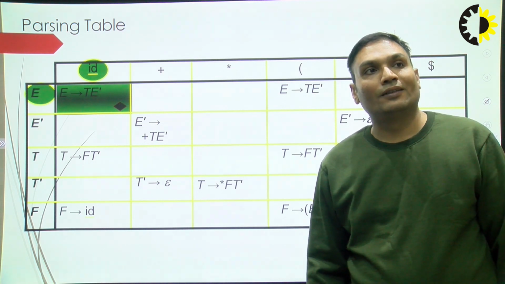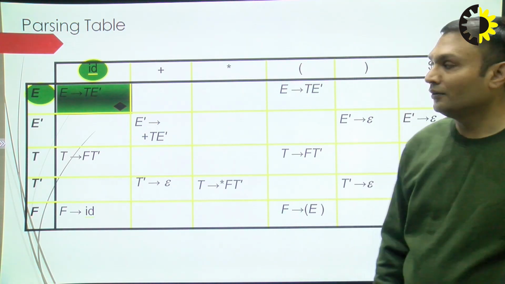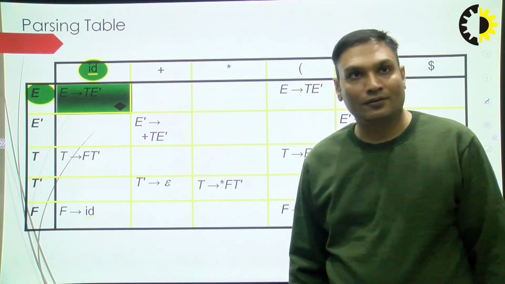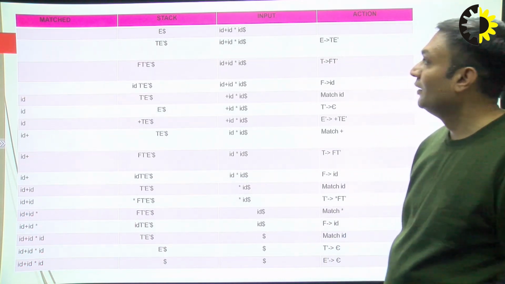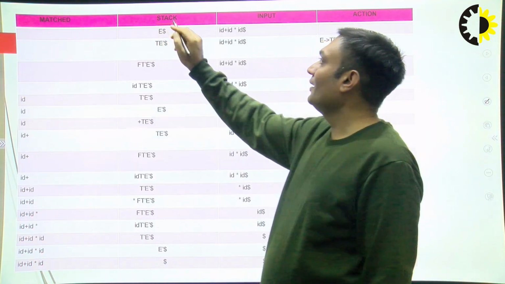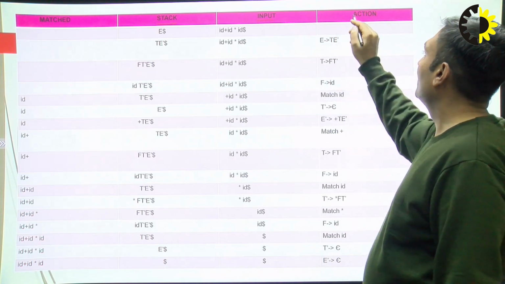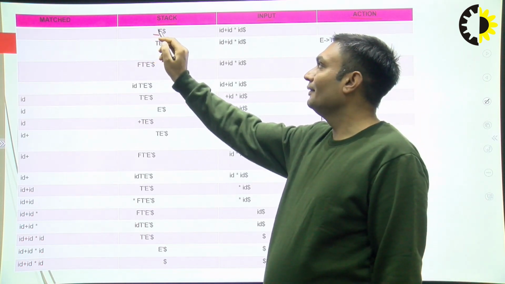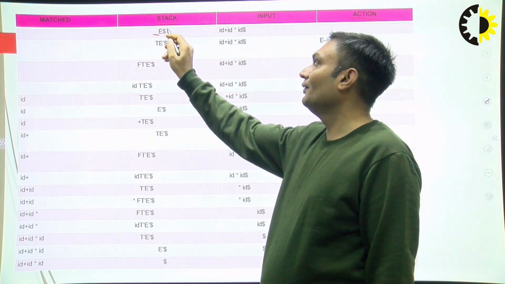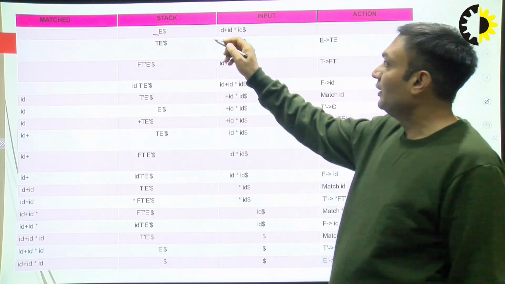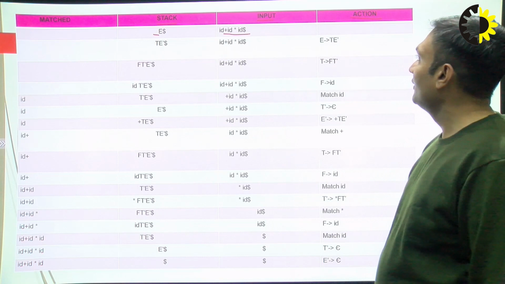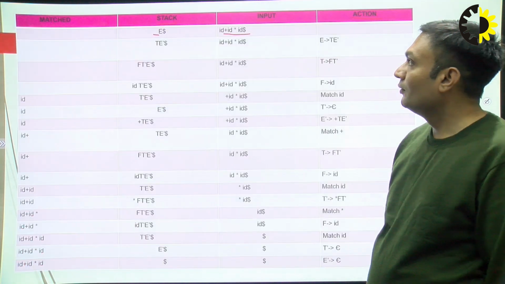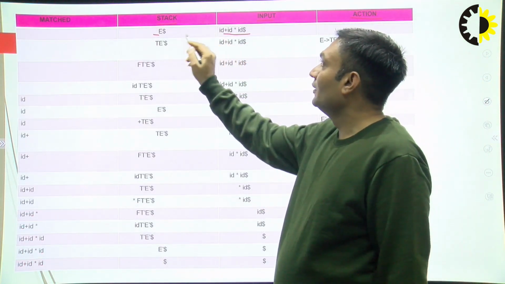So first we will see the predictive parsing table, through which we will make use of the stack implementation. So let's see. First we will write the stack, then we will write the input, then we will write the action here. So the starting symbol here is E. At the end of this stack we will write the dollar symbol, and then we will write the input string here. Then we will see the predictive table just to parse this string.